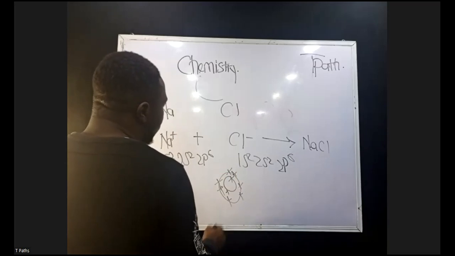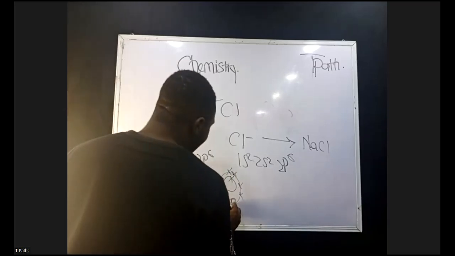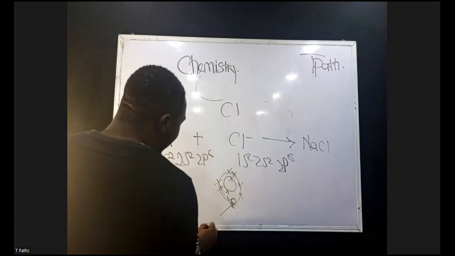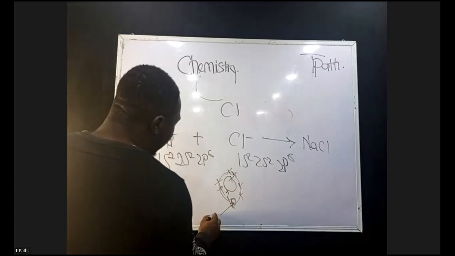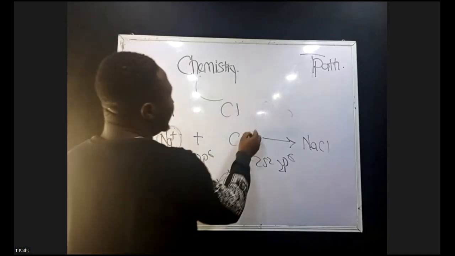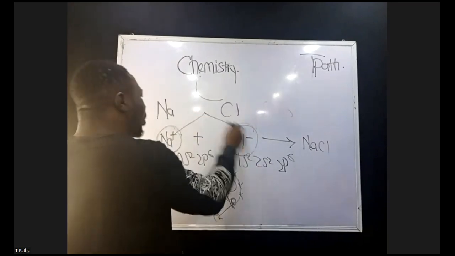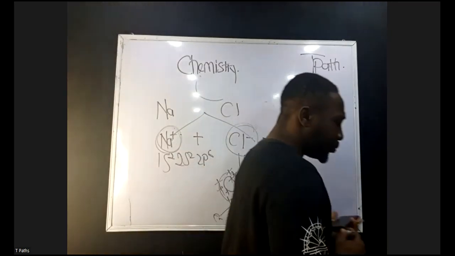So if you are transferring, this will be the electron transferred from what? From Na+. You can see Na+ is a cation, Cl- is what? An anion. You can see that the force is between a plus and a minus. That is electrostatic bonding.